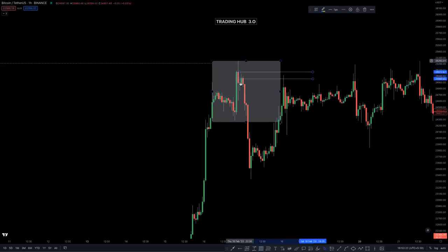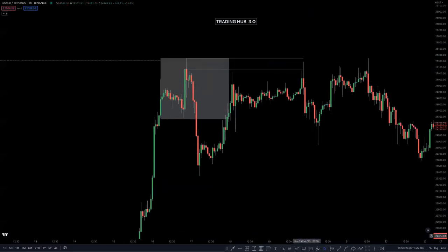So price must mitigate this one, and then we can sell here. So finally market mitigates this one, and at this point, you can sell here, right? Why? Because this is extreme.